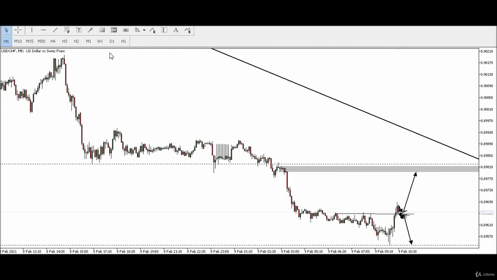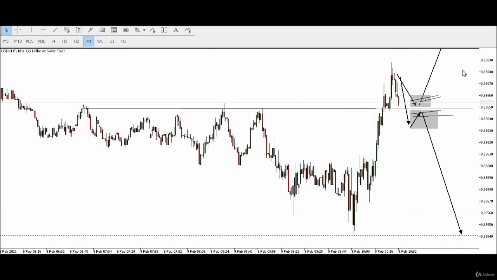So again, wait for the price to show you how it will react, and then enter the market after retest. Be careful and patient.